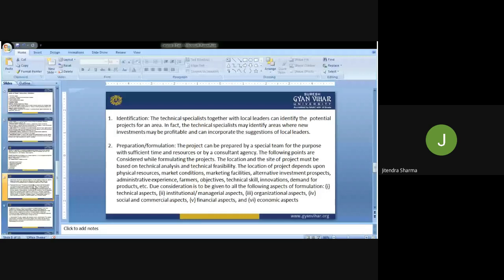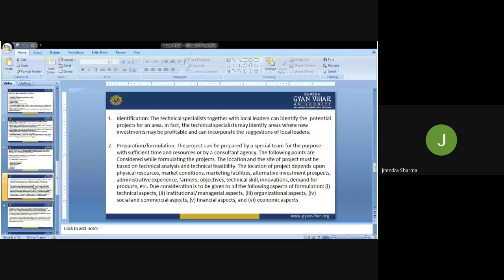Then the preparation and formulation. This is also a key stage where the project can be prepared for the purpose with sufficient time and resources by a consultancy agency. That is very important. If we are building a canal or a dam, we have to have a team of technocrats with us, and together they sit and, within their time frame, prepare a project which is more feasible.